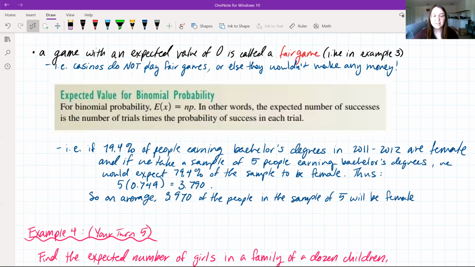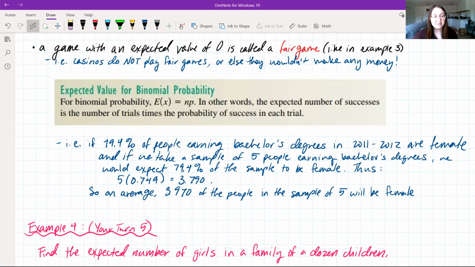So a game with an expected value of 0 is called a fair game, and this is like an example 3. So by saying fair game, it just means that we had a fair coin or you have fair dice, which means that each outcome is equally likely. So an example, casinos do not play fair games, or else it wouldn't make any money. So casinos don't play fair games. They play very, very unfair games. So then they can make money and they get you to keep spending money. So that's how they get you.